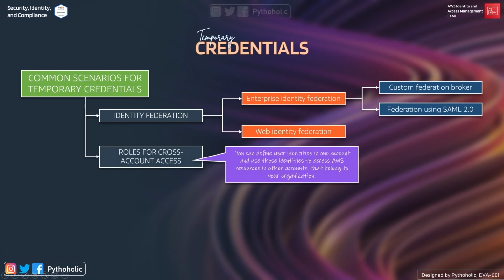Next up, we have roles for AWS account or cross-account access. For this, we can define user identities in one account and use those identities to access AWS resources in another account that belong to your organization.